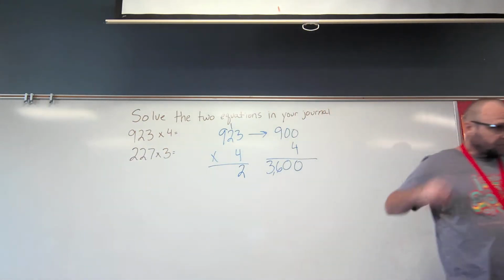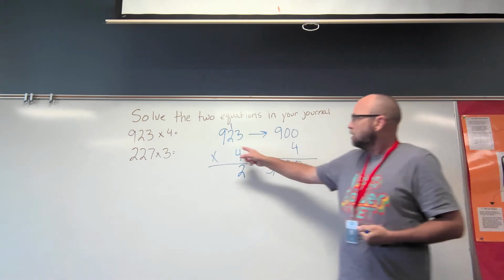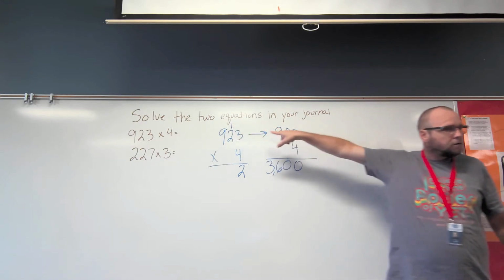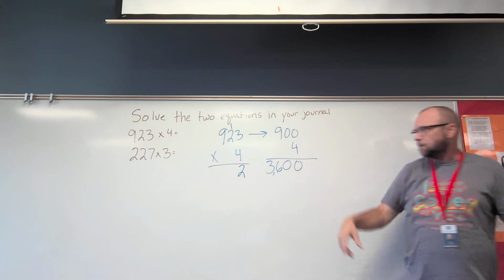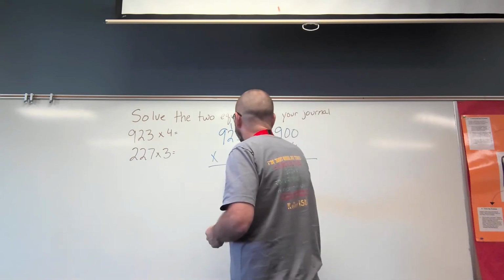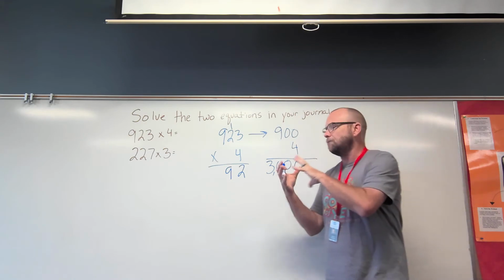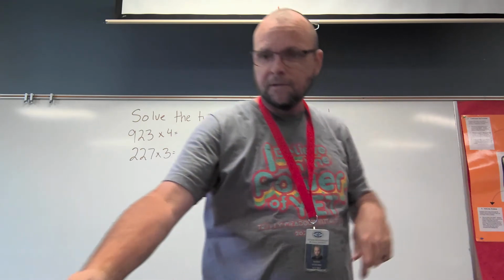Zoe, 4 times 2. 8. So we have 8 10s, but we have this 10 that we had to bring over here. So now how many 10s do we have? 9 10s. So now we have 9 10s. And I don't have enough to change to get 100, so we just leave the 9 10s.